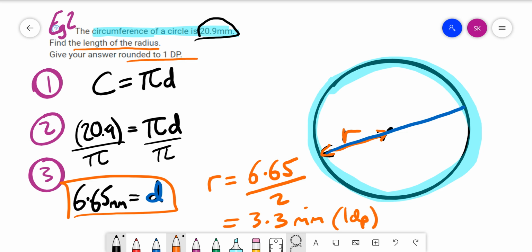So our strategy is still to find the diameter using, write out the formula, substitute, solve, and then if we need to find the radius from there, we know what to do because we know how the radius and the diameter are connected to each other. So pause the video and make any notes that you need to, and press play when you're ready to keep going.